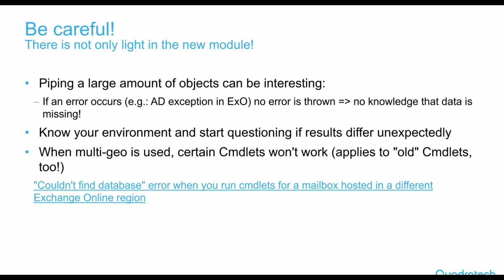Then also know your environment. That means whenever you run cmdlets, and this is for the old and for the new one, especially currently for the new one, if the results are definitely different than usual, when you pull your daily, weekly, or monthly statistics and all of a sudden it looks completely different, don't take it as it is. Think about it. Maybe you just have to rerun it. And bear in mind, when it comes to multi-geo, there are still cmdlets which don't support multi-geo. It means you have to connect. There's a link. There is a way where you have to really connect to the other geo for that.